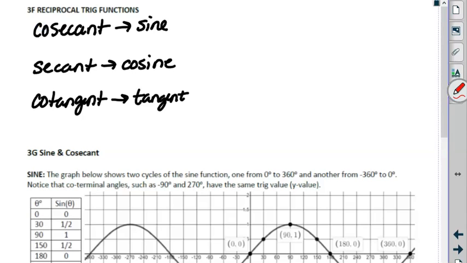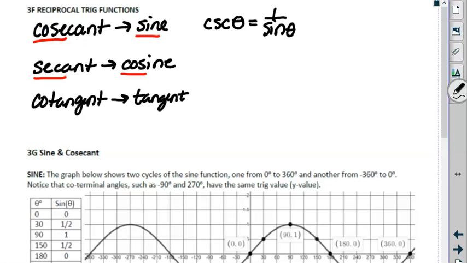The "co"s don't go together. Cosecant goes with sine and secant goes with cosine, so you're going to have to remember that. So how do we define a reciprocal function? Cosecant, which is abbreviated CSC, cosecant of theta, is 1 divided by sine of theta.